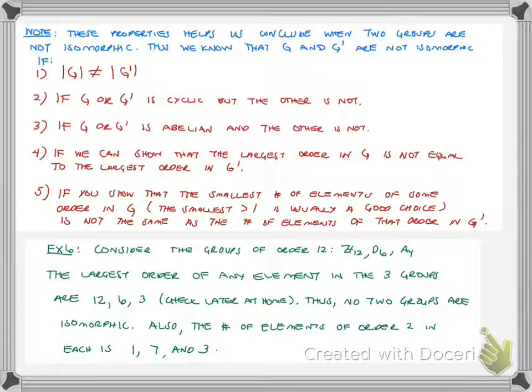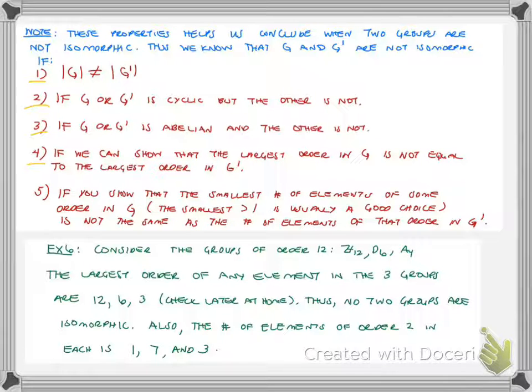Thus, we know that G and G prime are not isomorphic if, well, of course, if we're talking about isomorphisms, then the cardinalities have to be the same. So the order of G does not equal the order of G prime. If that's the case, we automatically know they cannot be isomorphic groups. That's number 1. Number 2, if G or G prime is cyclic, but the other's not. And these are just coming from the properties we know. 3, if G or G prime is abelian, then the other is not.